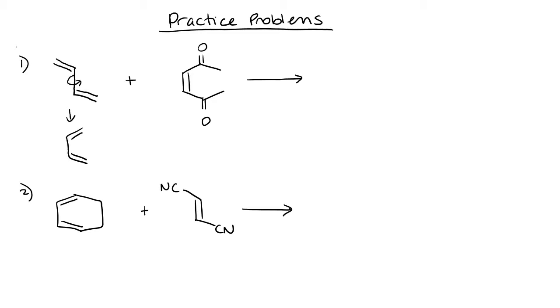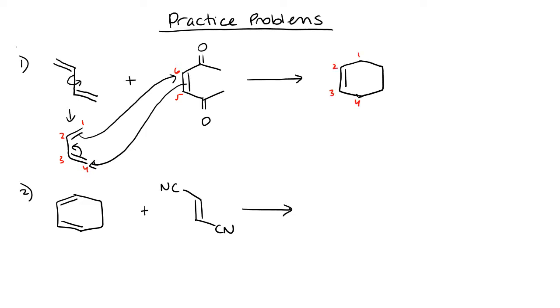Now, it needs to be in the S-cis conformation in order for the reaction to proceed. So we'll go ahead and number our carbons so we can keep track of everything. Then we'll go ahead and draw our concerted mechanism. We will be forming a six-membered ring. Our bonds will form between carbons 6 and 1 and 5 and 4.